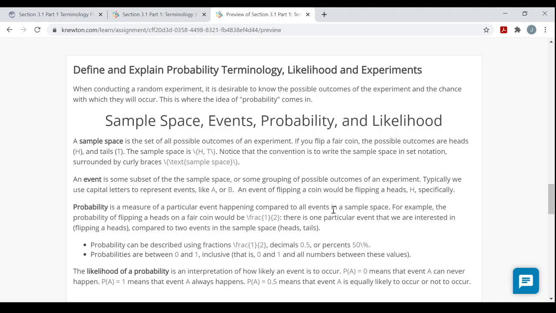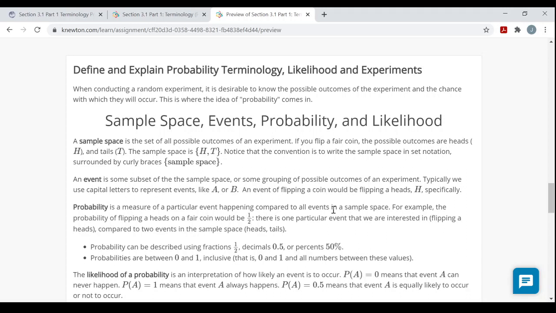So next is some more definitions. Aside from experiment, trial, and outcome, we have sample space, events, probability, and likelihood. All right, so when conducting a random experiment, it is desirable to know the possible outcomes of the experiment and the chance with which they will occur. This is where the idea of probability comes in.